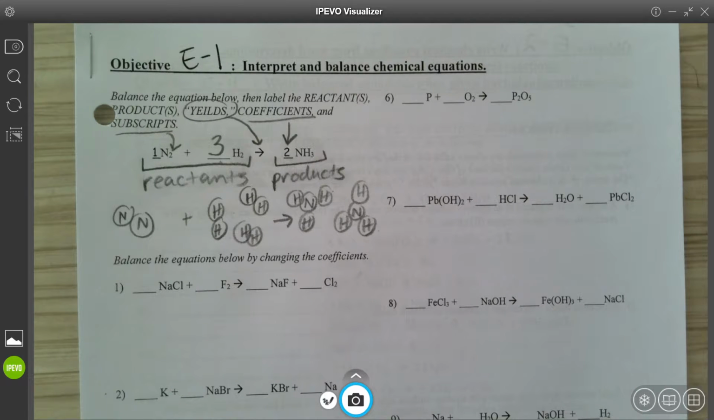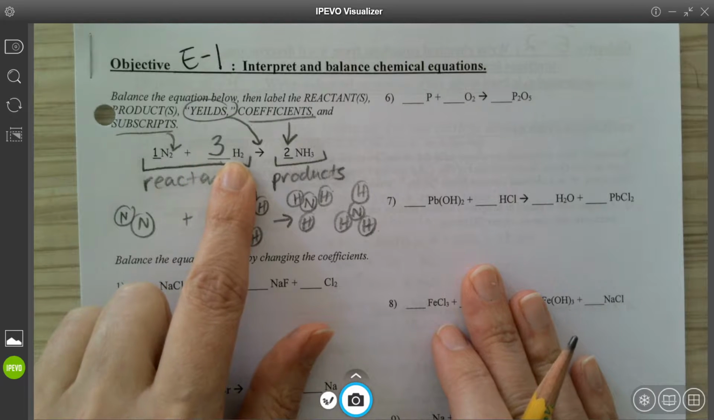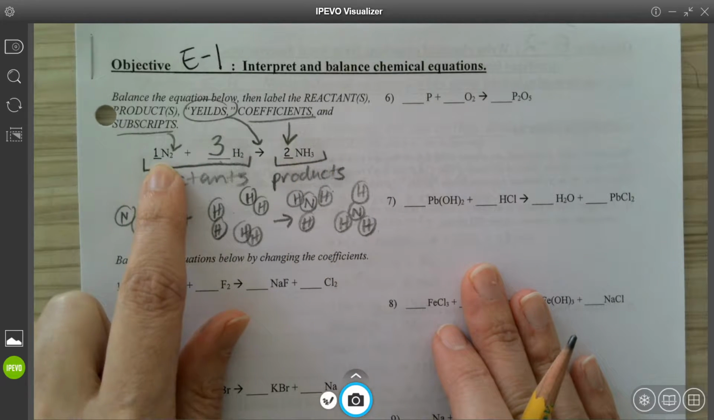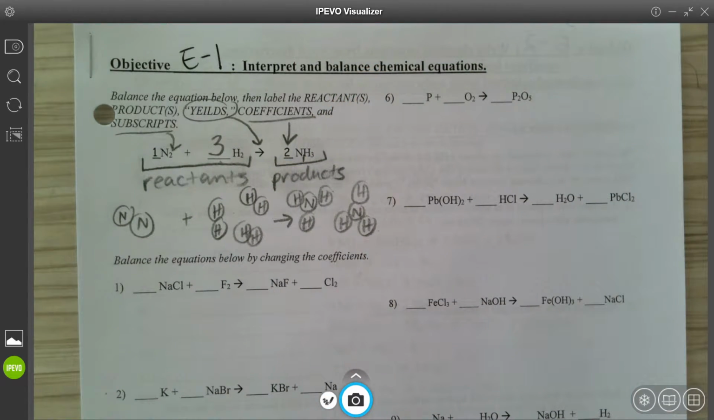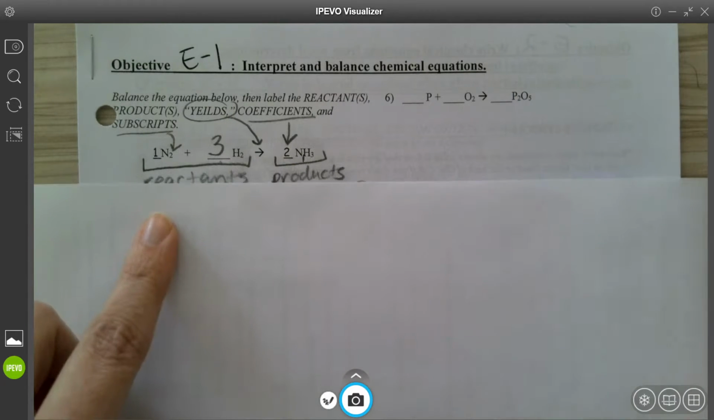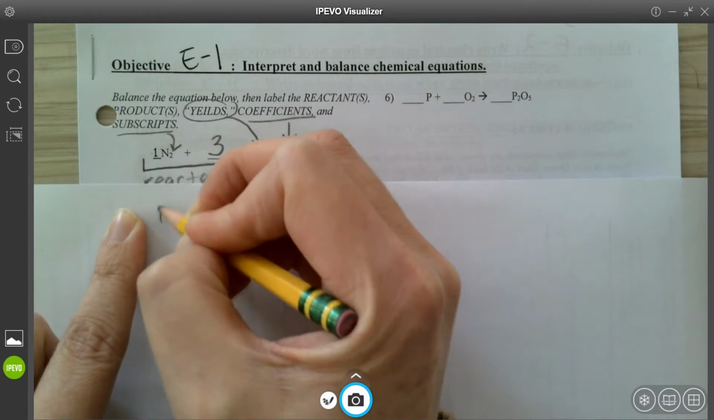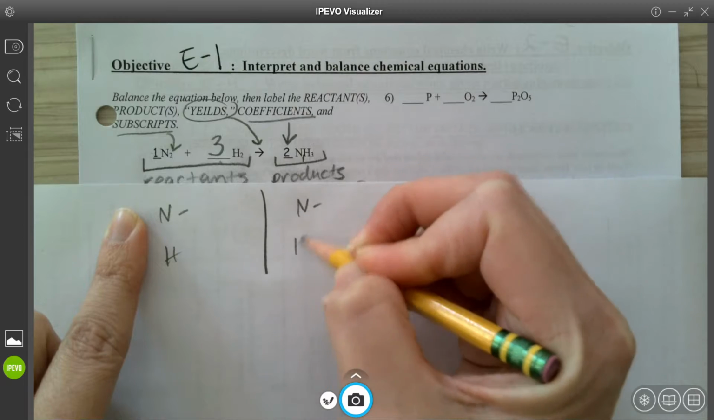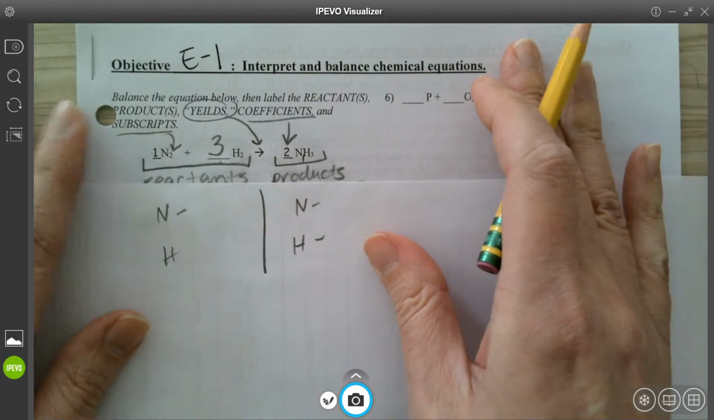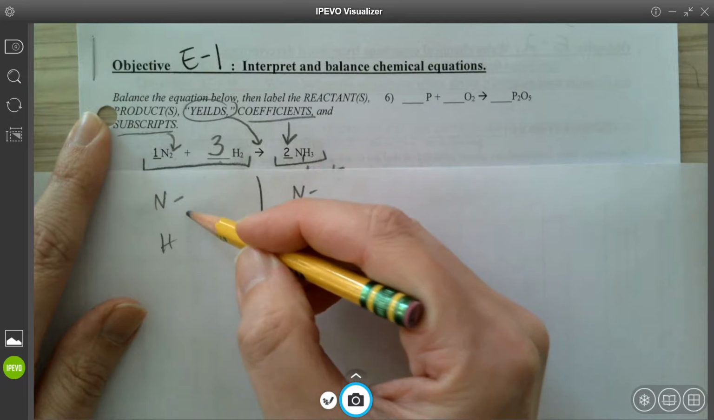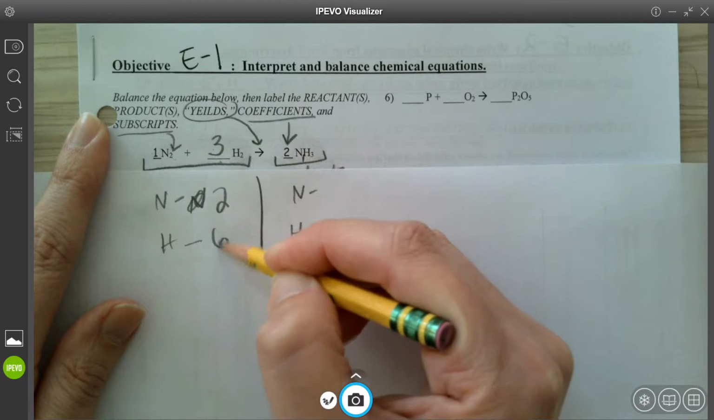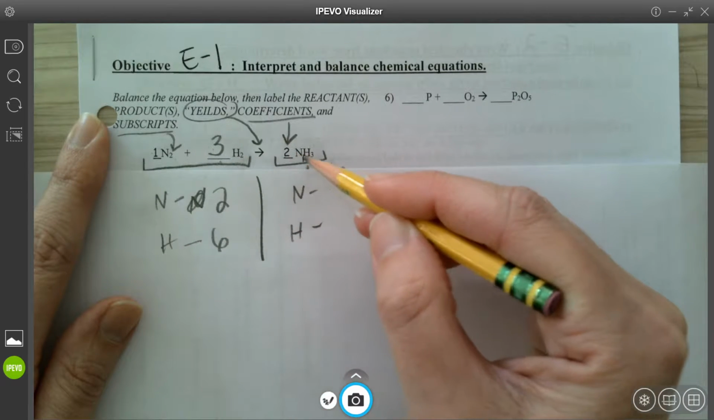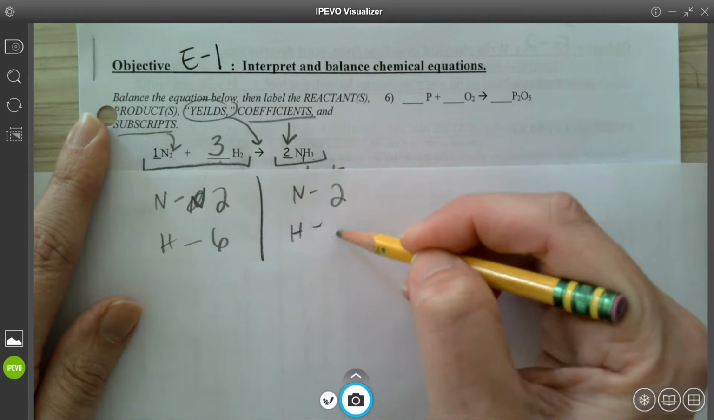A quicker way of doing it is 3 times 2 is 6, 2 times 3 is 6. 1 times 2 is 2, 2 times 1 is 2. When the nitrogen doesn't have a subscript, it's a 1. So remember, like we said in the do now, if you multiply the coefficient times the subscript, that tells you how many of each atom you have. Okay, so if you don't want to draw a picture, you can think of it this way. On this side, I have 1 times 2, which is 2 nitrogens, and 3 times 2, which is 6 hydrogens. On this side, I have 2 times 1, which is 2 nitrogens, and 2 times 3, which is 6 hydrogens.